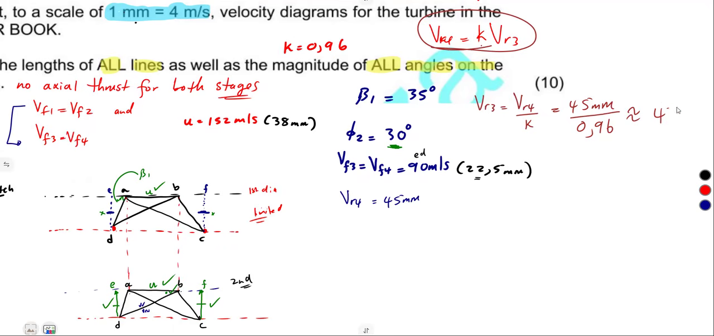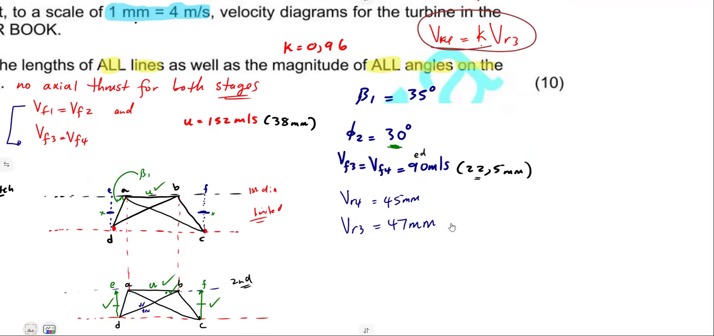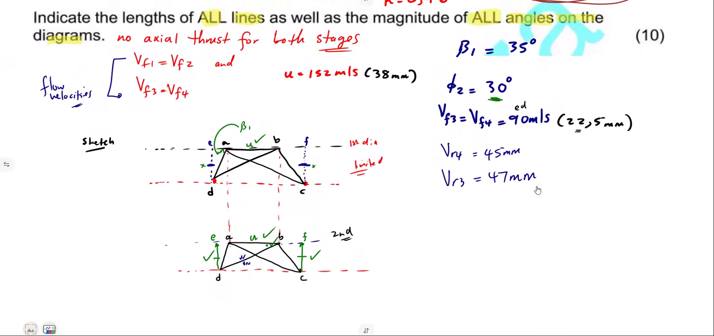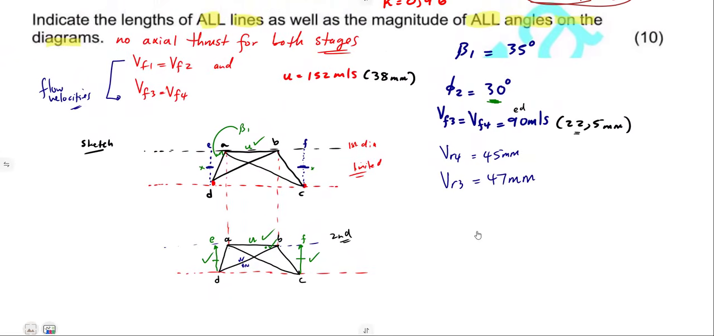That gives us approximately 47. Since you are calculating it, not originally given, you can round off to the nearest whole number. So it is approximately 47 millimeters. So we have VR3 as well, 47 millimeters. We can see, guys, that from the second diagram, there is a lot of information given.